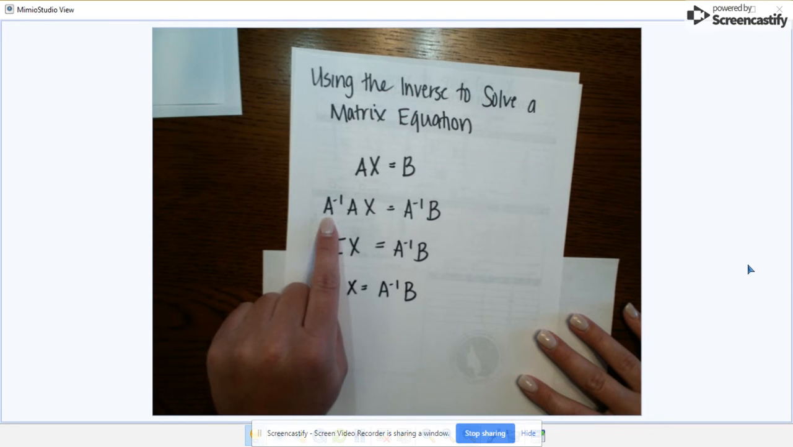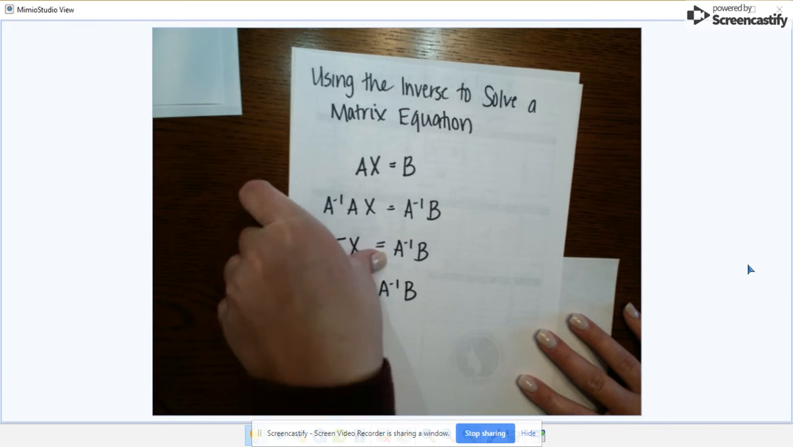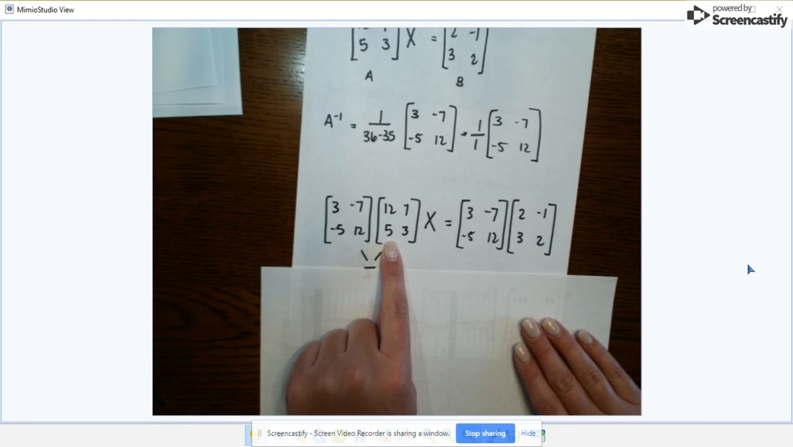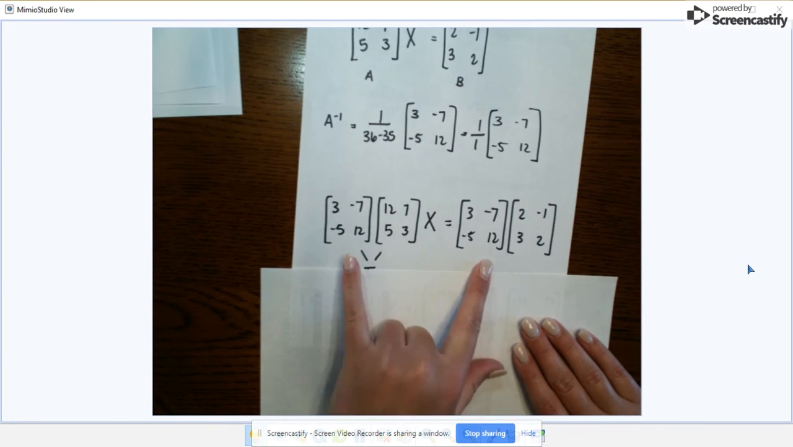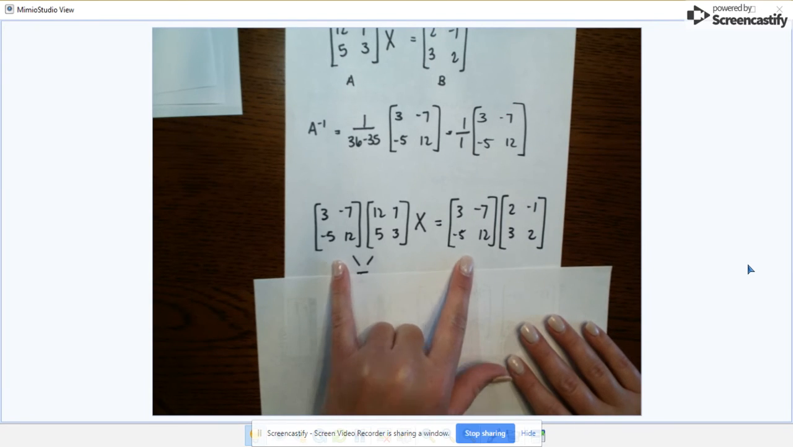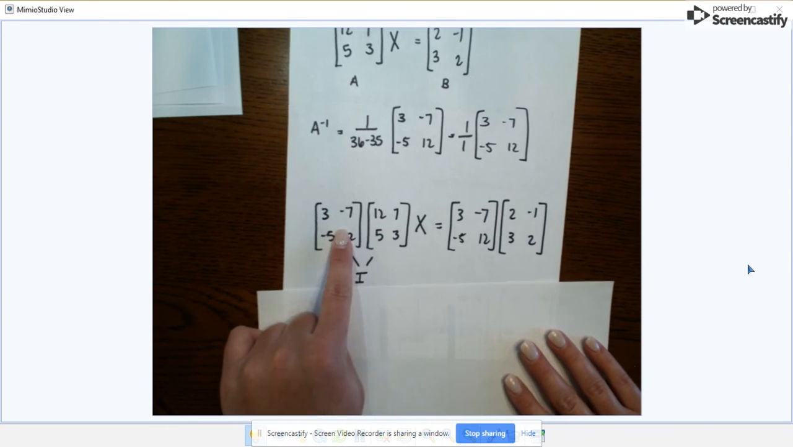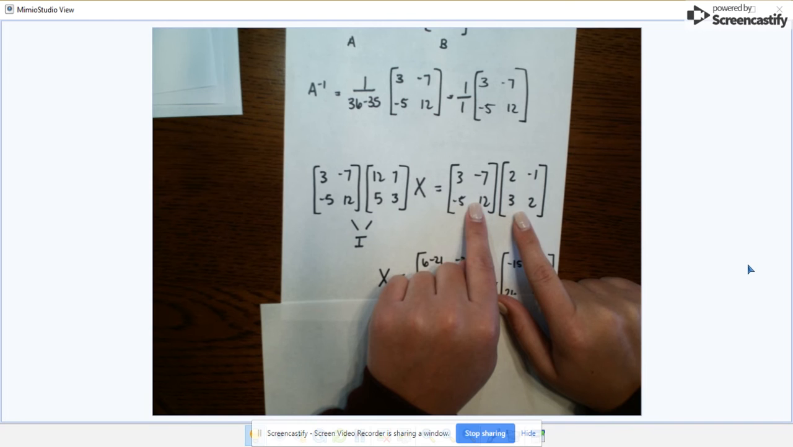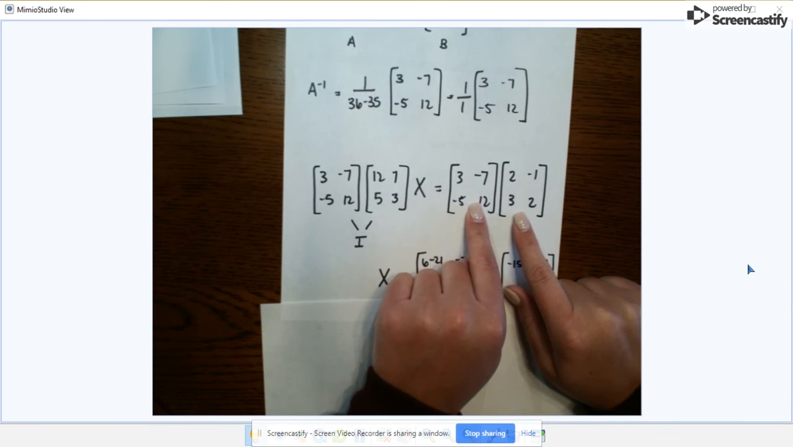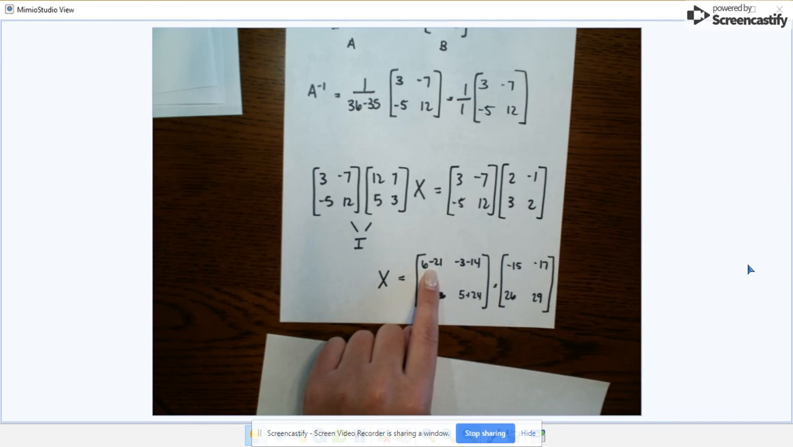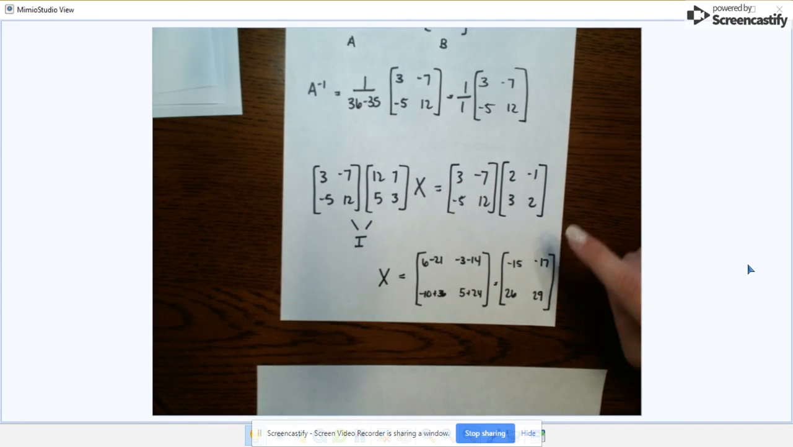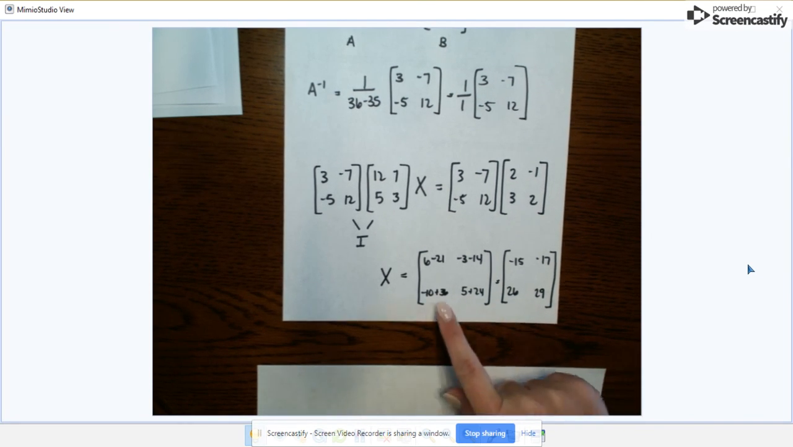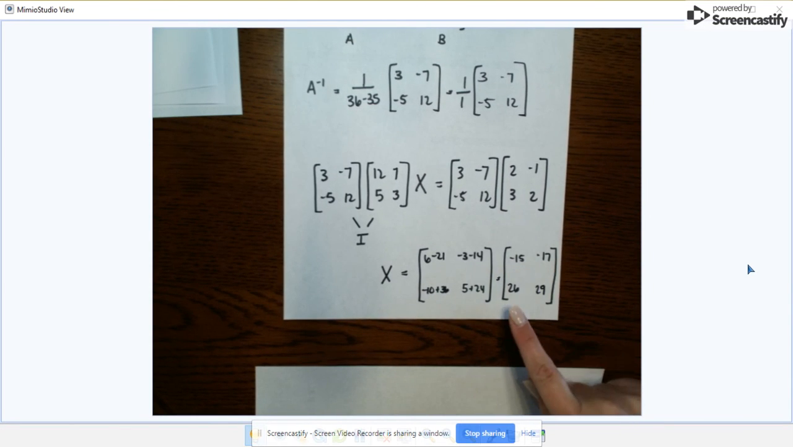Now I have to multiply that on the left side of both sides of my equation. So I take this inverse and multiply it on the left side of A and on the left side of B. The goal in multiplying by the inverse is because these two will cancel off to my identity, which leaves us with X on the left side. And now I just have to multiply these like two regular matrices. So I'd get 6 minus 21, negative 3 minus 14, and so on. Here is what my X matrix would be after you simplify all of these. So X is negative 15, negative 17, 26, and 29.